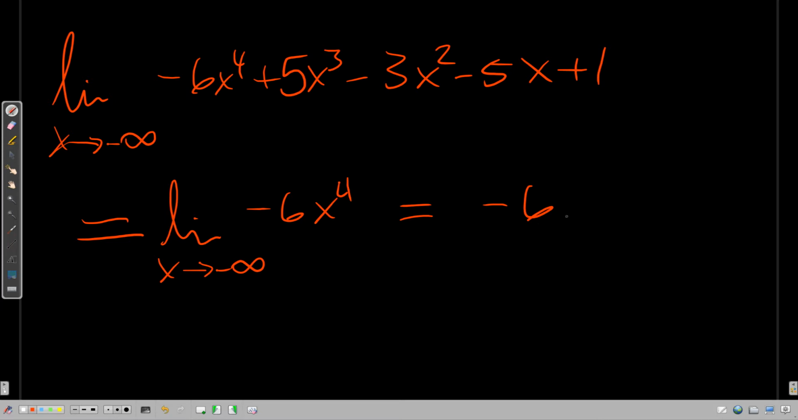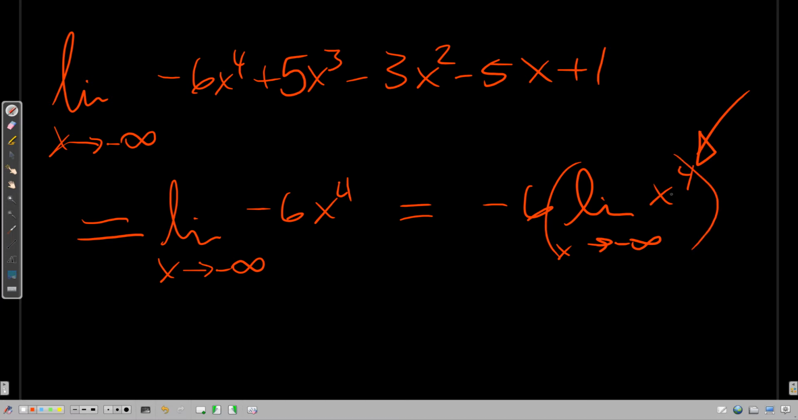By your limit laws, this is minus 6 times the limit as x goes to minus infinity of x to the fourth. This is an even exponent. So when I start dropping in negative x's, that even exponent is just going to switch them back to being positive. So this limit would be positive infinity, but then it's multiplied by negative 6, so it's negative infinity.